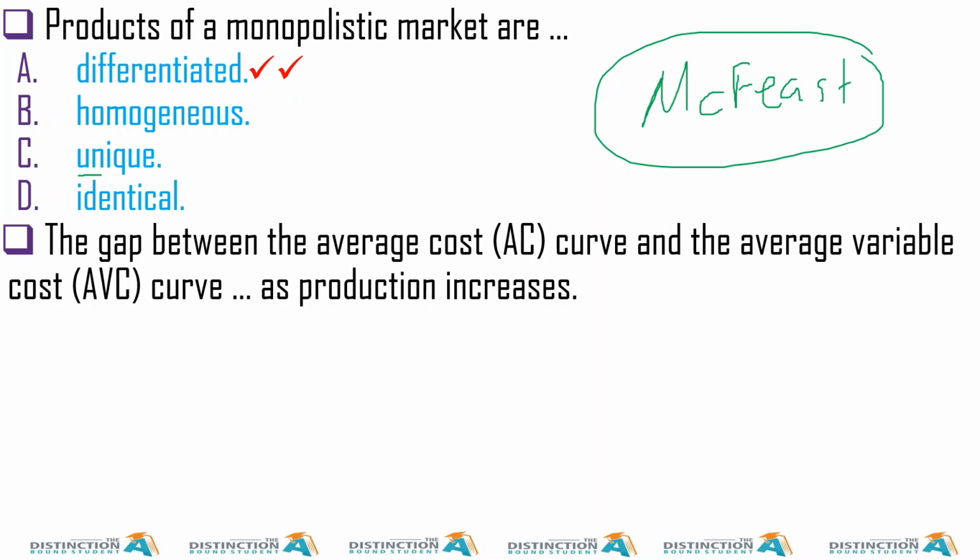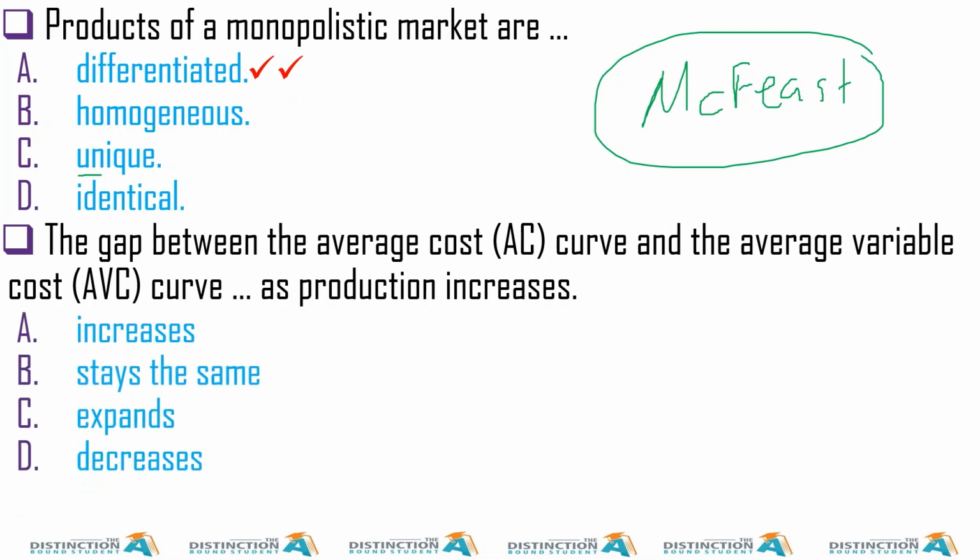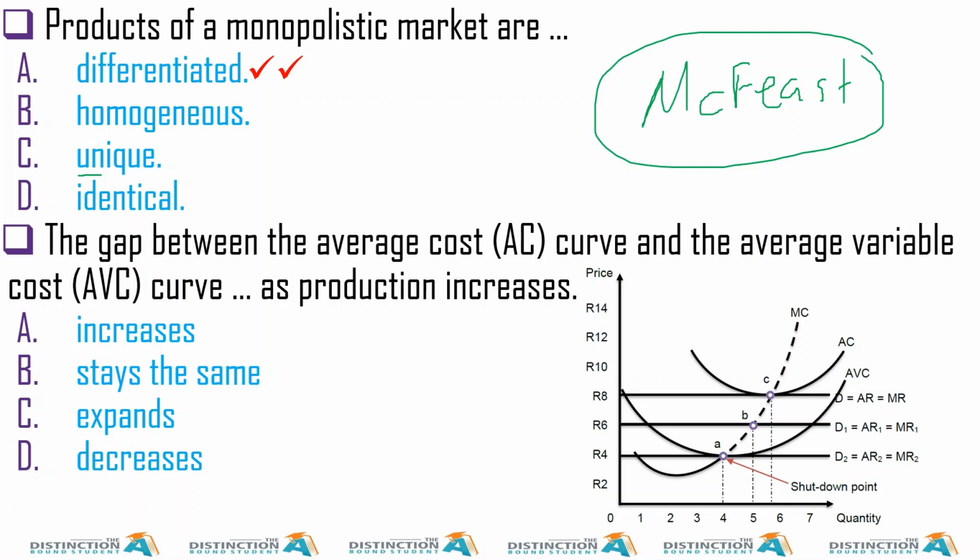Right, the gap between the average cost and the average variable cost curve dashes as production increases. Okay, I want you to have a look at this one here. They say the gap between AC, okay, so this is our AC and AVC. Look at this gap, this one here. As output goes up, as in to the right, what's going on with this gap?